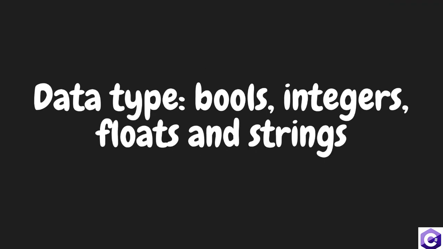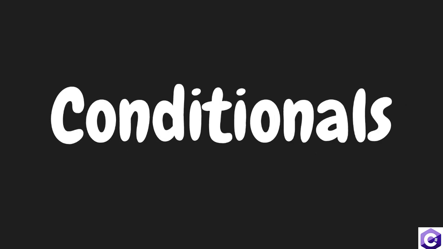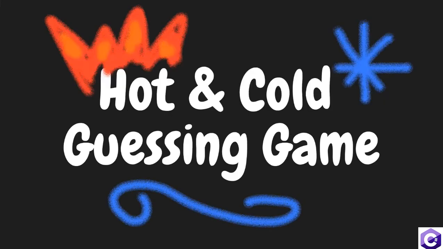Since the beginning of this course, we have learned all about C# primitive data types such as booleans, integers, floats and strings. We have covered variables, and lately we have been discussing conditionals. We believe that the best way to learn is to make cool little projects. So that is why in this video we're going to make a hot and cold number guessing game using everything that we have covered to this point. Anyways, enough talking and let's jump straight into this little project.